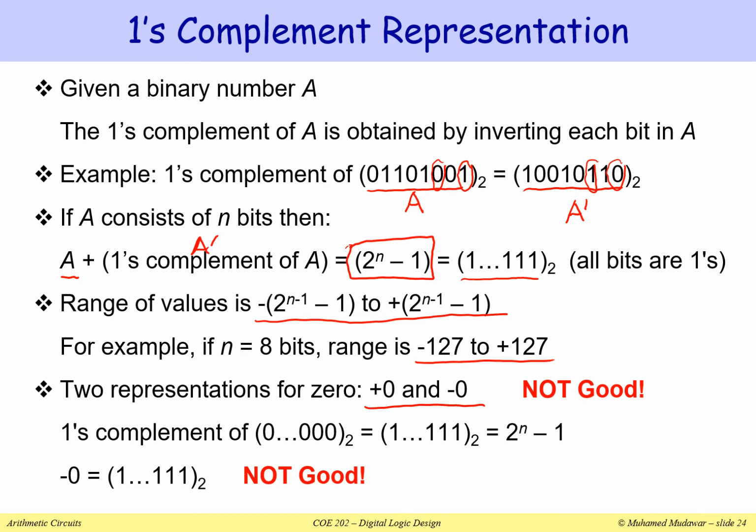Now, what is minus 0? Minus 0 is obtained by complementing all the zeros. So basically, you get all 1's. That is minus 0, and this is not good. So we don't really need two representations for 0. I need only one representation for 0. The next topic will be about the 2's complement representation, but I talked about the 1's complement representation because it's an introduction to the 2's complement representation.